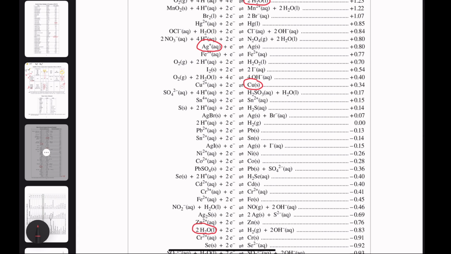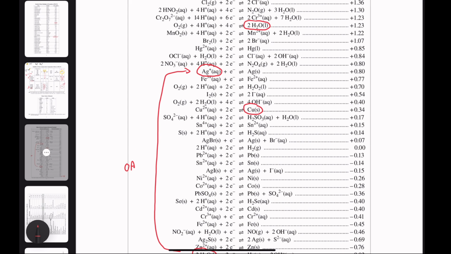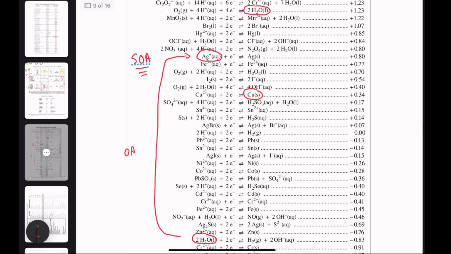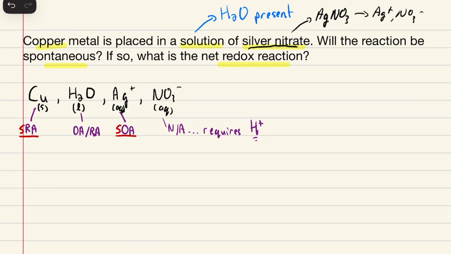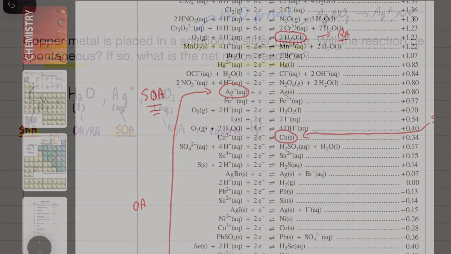So in this case, when I'm looking at the oxidizing agents, I have silver ions and I have water that are present. And between the two, silver ions are higher up on the left side, so they're the strongest oxidizing agent. When I look at the reducing agent side, I'm looking at whichever one on the right side is lowest. And in that case, between copper and water, copper is the strongest reducing agent, so we're going to label that as the SRA. Now, we didn't label NO3- as anything because when we look at the table, it requires H+ to count as an oxidizing agent.